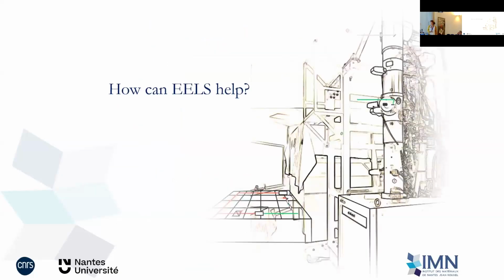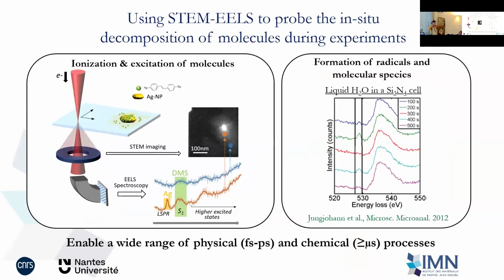So how can we use EELS to help with this? This is at the beginning, but I already showed you this. We can use EELS to study these processes because it's such a broadband technique that is going to give us information along all these diagrams, if the cross-section is large enough for it. We could get information on excited electronic states and on the species. This is molecular oxygen in liquid water.